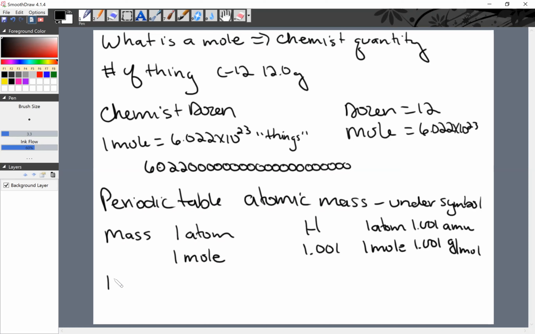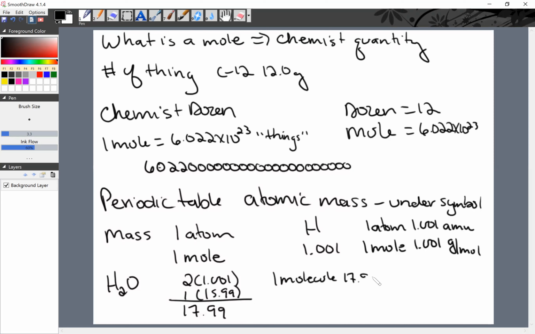So for instance, water: there are 2 hydrogens, so 1.001 each, and there's 1 oxygen, which is 15.99. So together, it weighs 17.99. Now, if we're talking about 1 molecule, it's 17.99 AMUs. But if we're talking about 1 mole of water, it's 17.99 grams per mole. So we now have a shortcut, a way to convert between grams and moles.